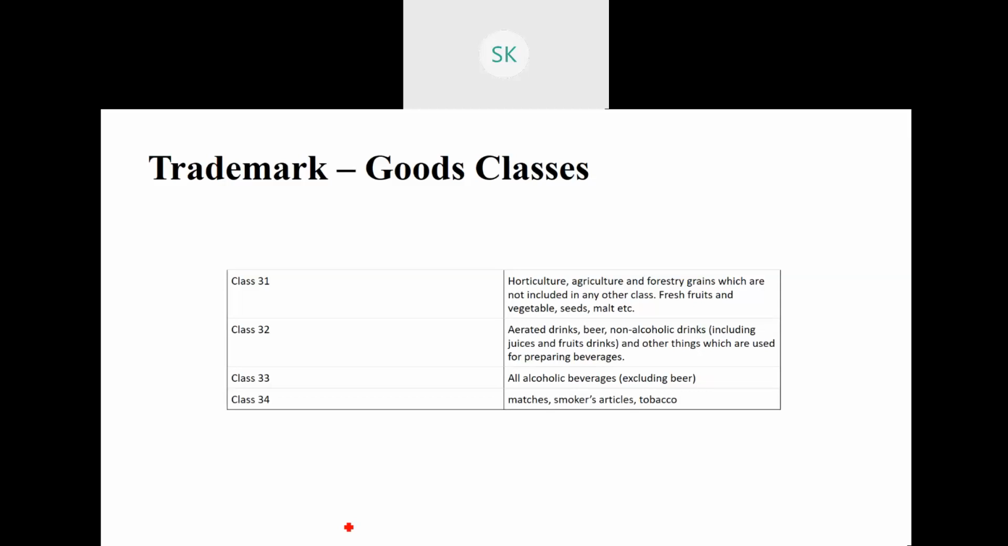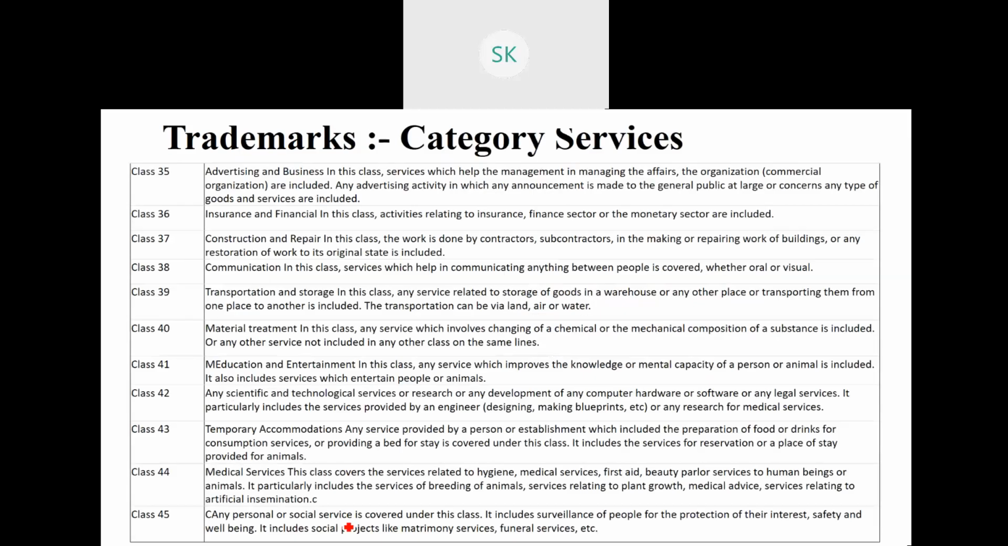Then here our goods classes have finished. Now we are going to start the service classes. The service classes range from 35 to 45. Class 35 is advertising and business. The advertising industry, the International Advertising Association, or the trademarks of the International Advertising Association, belong to the service category of trademark classes, which is class 35.